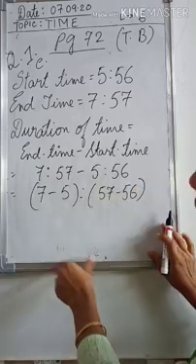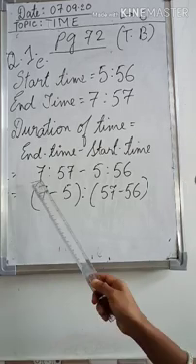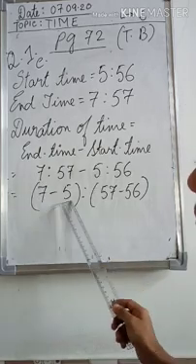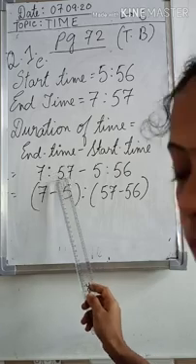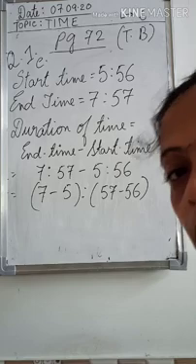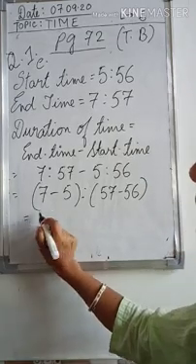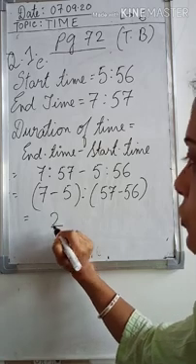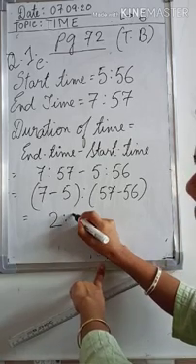The minute part and the hour part you subtract separately. What is in the hour part? 7 and 5. So I have subtracted. And what is in the minute part? After the colon comes the minute part. 57 and 56 is there. So I will subtract 57 and 56 separately. So 7 and 5 if I subtract, how much do I get? I get 2. And if I subtract 57 and 56, I get 1.